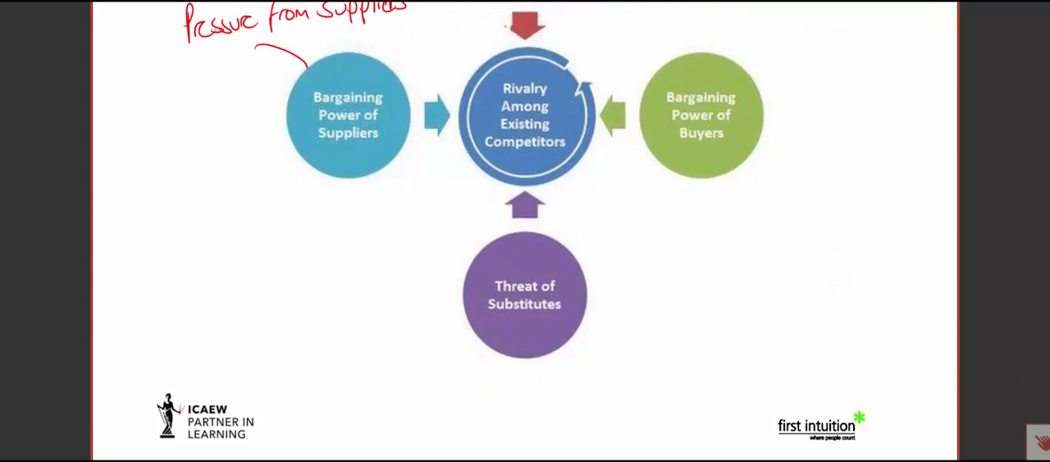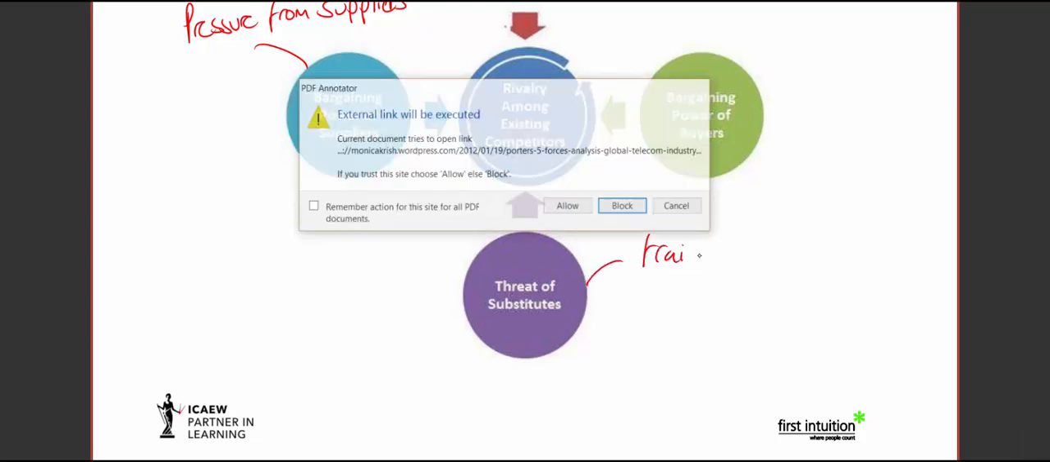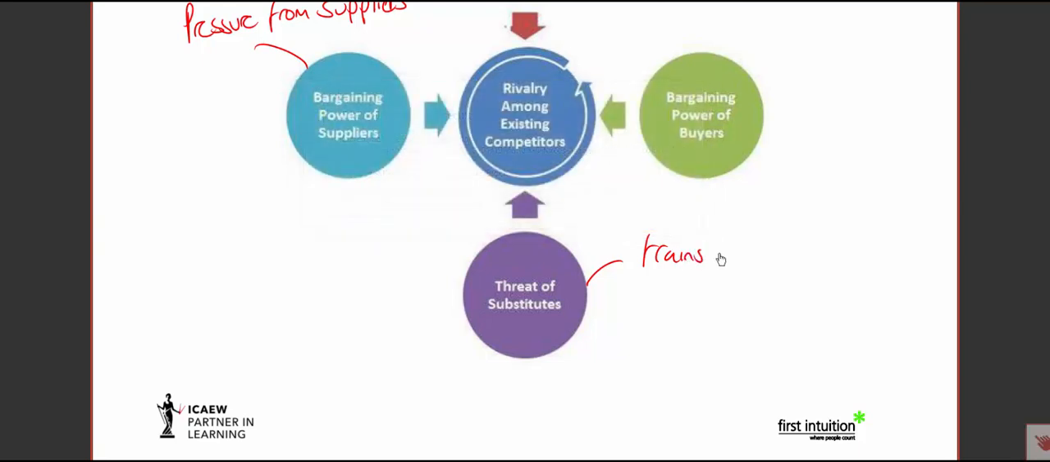Threat of substitutes is an interesting one. Now, strictly speaking, Michael Porter said that when we're talking about threat of substitutes, or a substitute product, really, we were talking about somebody or a product that used a different technology to try and solve the same need. So, for example, trains and airlines. Okay, so using different technology to try and satisfy the same need.